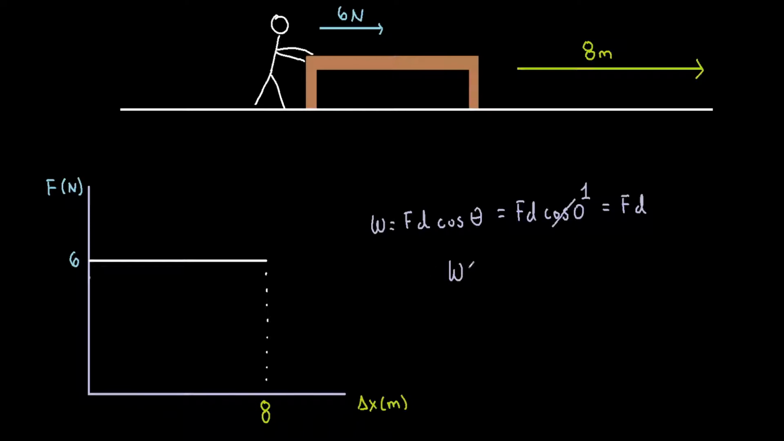So now let's plug in what we know into this formula. So work is going to equal the magnitude of the force, which is 6 newtons, times the displacement, which is positive 8 meters, and this will give us a total of positive 48 joules. And you may notice that's the same thing as the area underneath this rectangle. The force of 6 newtons is the height of this rectangle, and the displacement of 8 meters is the width of this rectangle. So if we just multiply the width times the height, we will get that the area of this rectangle is equal to the work done for this problem.